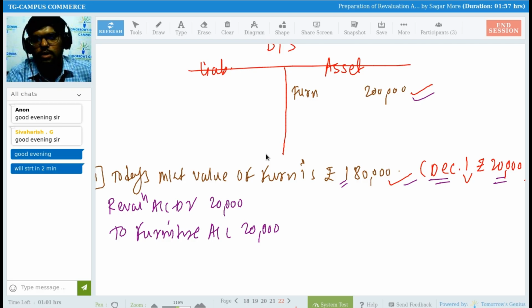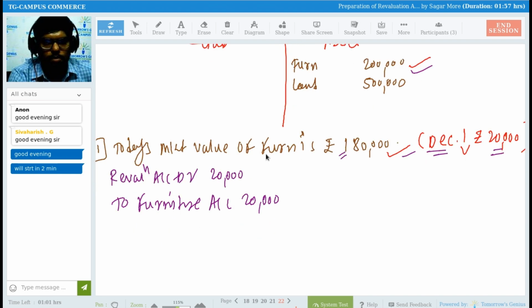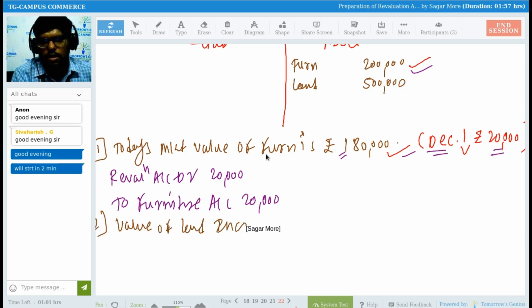Suppose land value is given as 5 lakh rupees, and it is given in the adjustment that the value of land has increased.